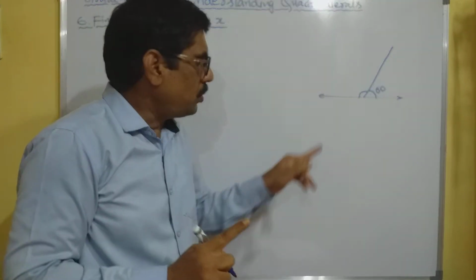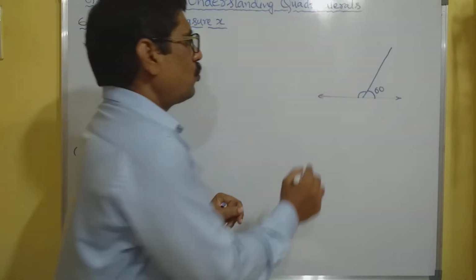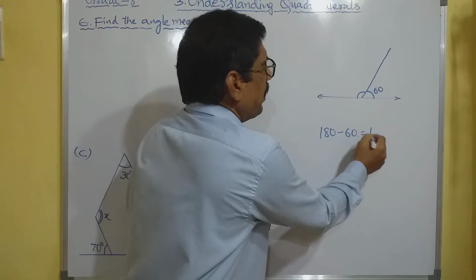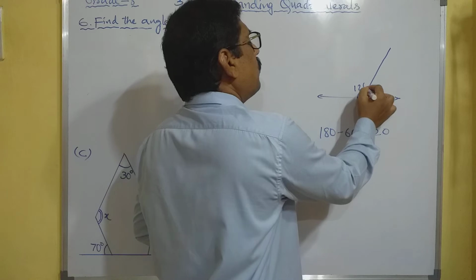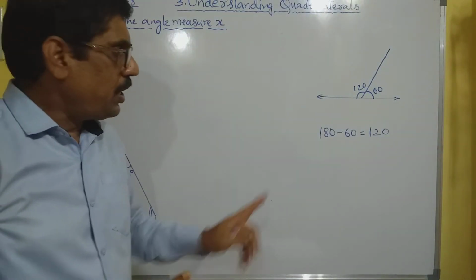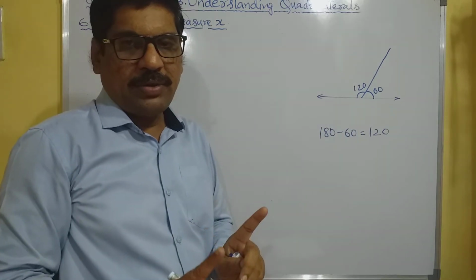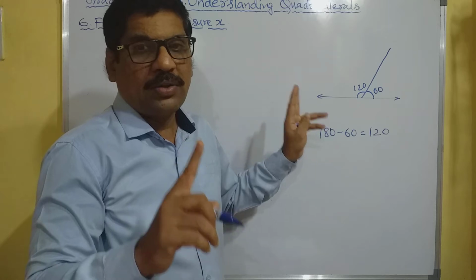As I told you, the sum of these two angles must be 180. So from the 180, if you subtract this 60, what will be the remaining value? 120. So this angle will be 120. So 120 and 60, what is their sum? 180. So the linear pair means the adjacent angles on a straight line are supplementary.